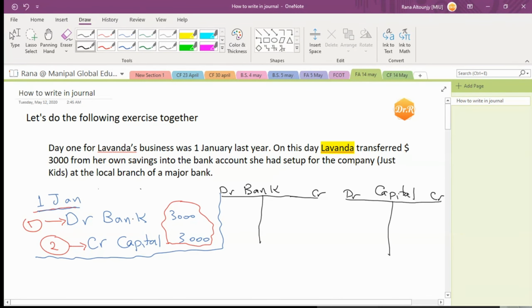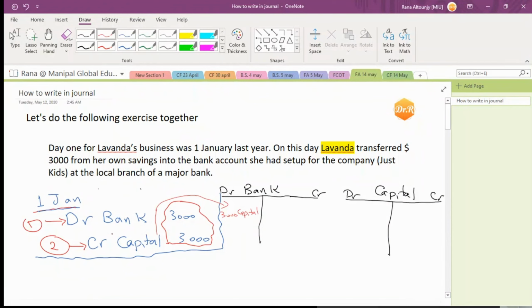So let's transfer this transaction. First side is debit bank, so we have to put it in the debit side of the bank, okay? But what we transfer, we don't transfer the bank itself, we transfer the other side of the transaction. So what we write here is 3,000 capital. Then for capital, we should transfer to the credit side.